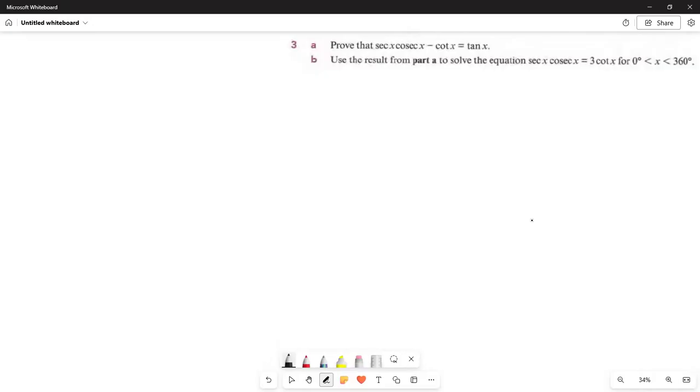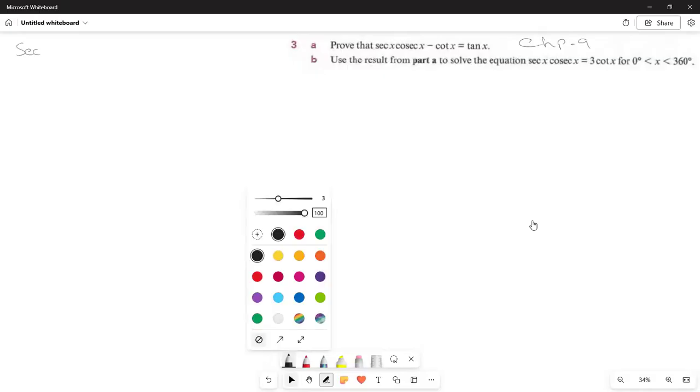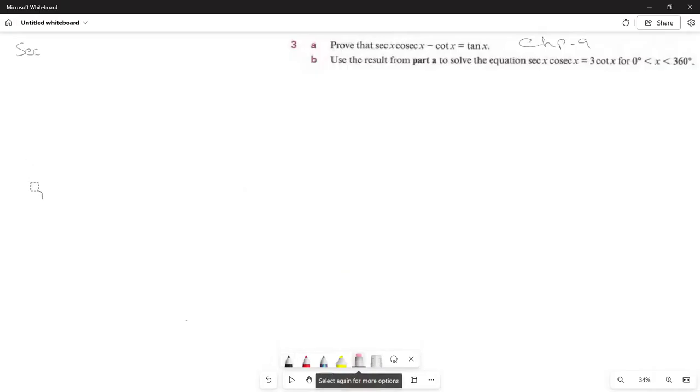Now we will do question number 3 in chapter 9. Prove that secant x into cosecant x minus cotangent x equals tangent x.